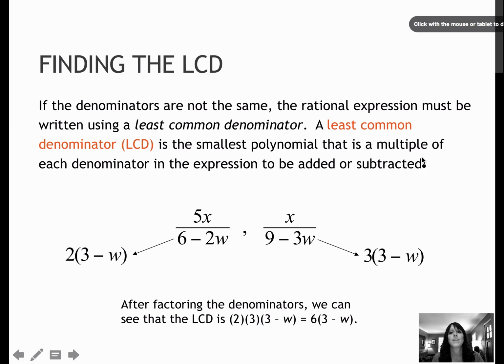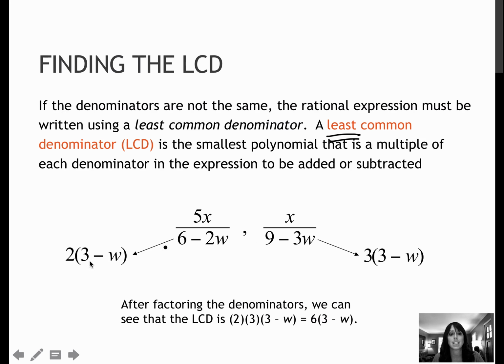So remember, when finding the denominator, we're looking for the least common denominator, meaning we're trying to make it as small and simple as possible so that it's less complex and less difficult to work out. So for instance, if I were trying to find the common denominator between 6 minus 2w and 9 minus 3w, the easiest way to do that is to find all of the factors.